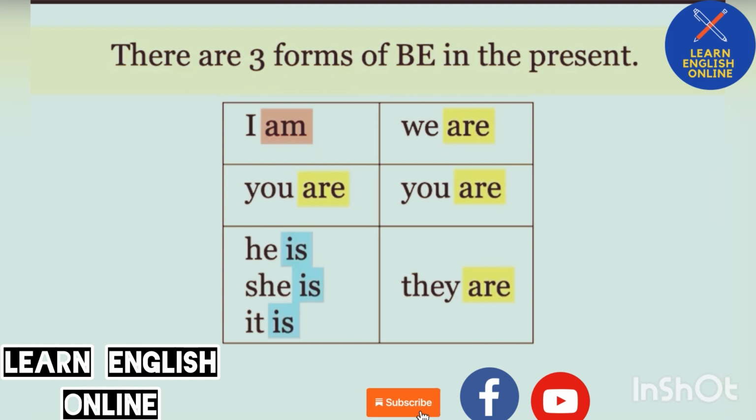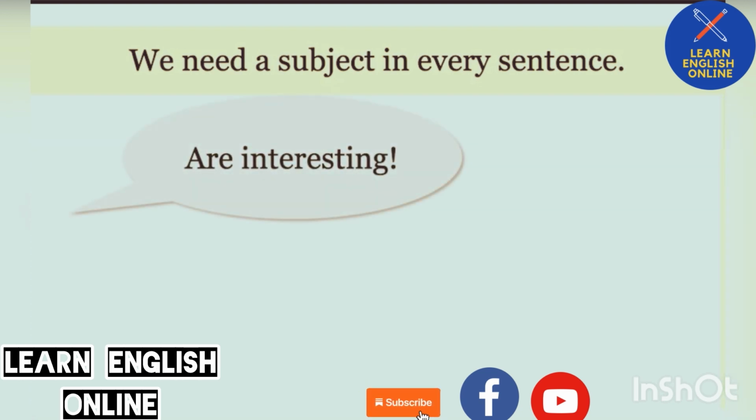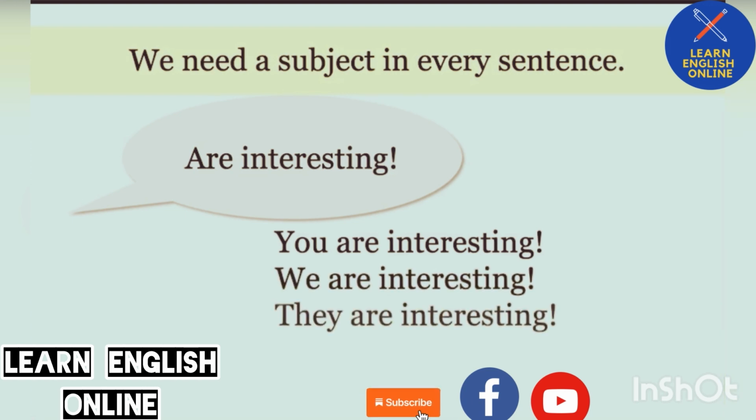Let's look at an example. In English, we need a subject in every sentence. In some languages, you can say, "are interesting," but in English, we don't know what you mean. You are interesting, we are interesting, they are interesting.